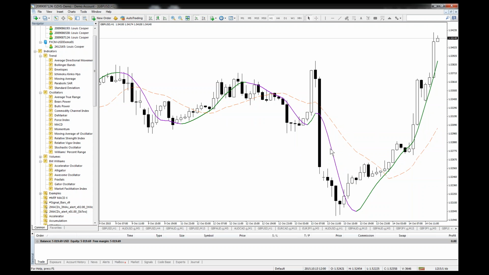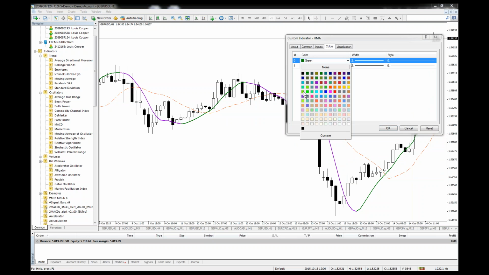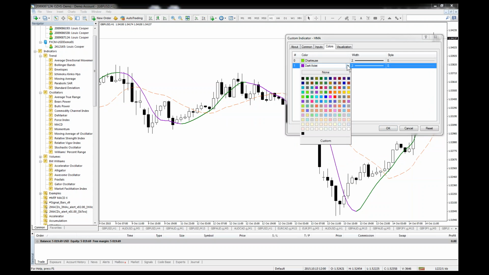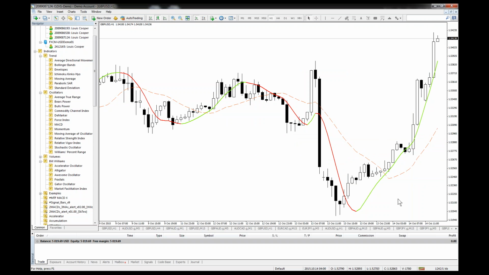I have to change these colors because they look so close to me. Let's make the green lime and just make this one red so we can, that's a little, is that better? Yeah, it's okay. All right.